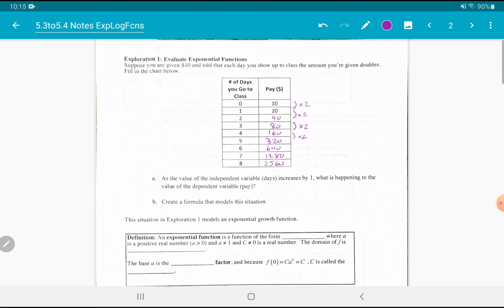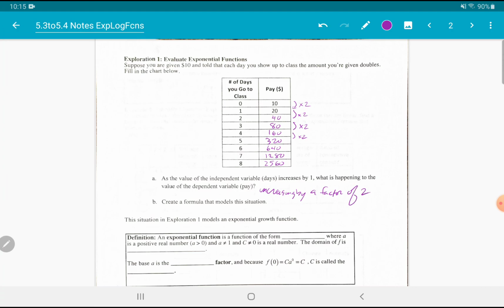If we're always multiplying by 2, let's see here. As the value of the independent variable, the days, increases by 1, what is happening to the value of the dependent variable? I think we see that it's increasing by a factor of 2.